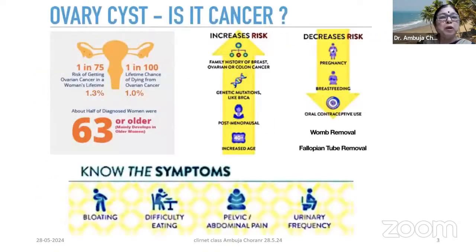Ovarian cysts in postmenopausal women are not very uncommon, 1.3%, but the lifetime chance of dying because of ovarian cancer is 1%. It is a lot always. And any person over the age of 60 or postmenopausal, if they come, always exclude malignancy first.